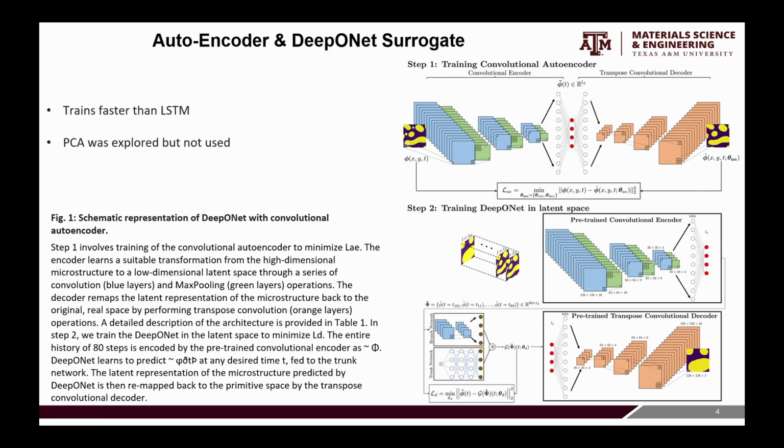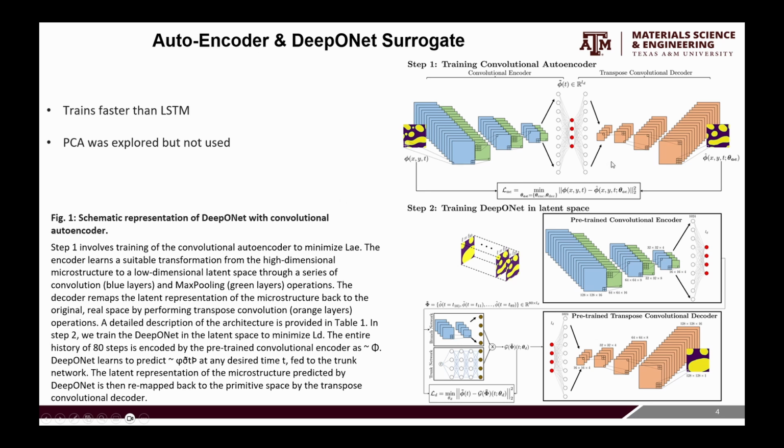So, different machine learning models have been developed to tackle this. One of the methods discussed in this paper is the autoencoder plus DeepONet surrogate. So initially, we have a convolutional autoencoder. We have different convolutional layers that take in the microstructure data and then put it into a latent space. In this case, there's 196 different latent points in the final model. And then from those 196 values, it can actually transpose those values back into the same microstructure.